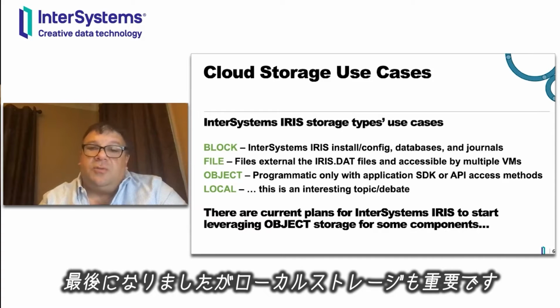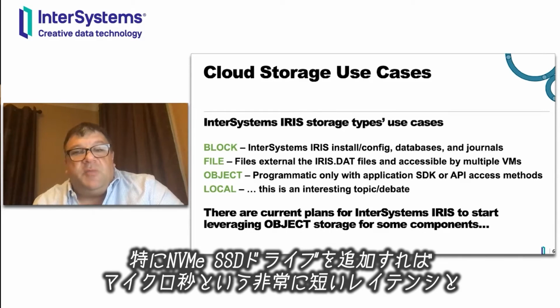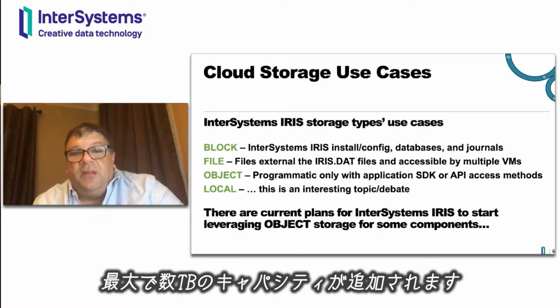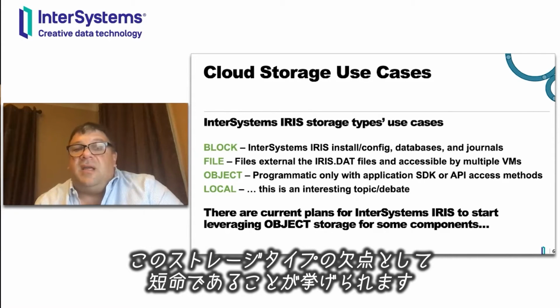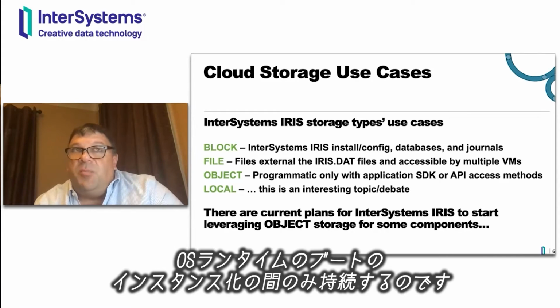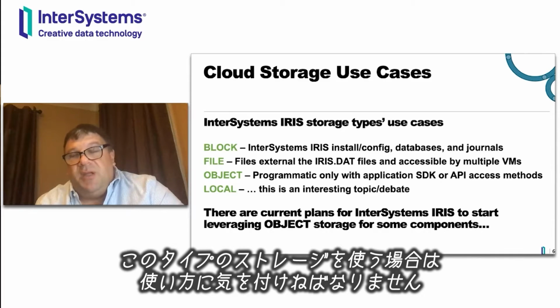Last but not least is local storage. And this is an interesting option in that it typically provides the fastest performance, especially with the addition of NVMe SSD drives with ultra low latency in the microseconds, and up to several terabytes of capacity. The storage is used as a block or a disk device in that it can be mounted as a file system to the operating system. The major drawback to this type of storage is that it's ephemeral, meaning it's only persistent for the instantiation of the OS runtime boot. On instance restart or reboot, the storage is reinitialized and the data is actually gone. So you want to be careful on how you use those types of storage.